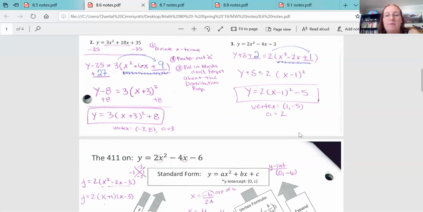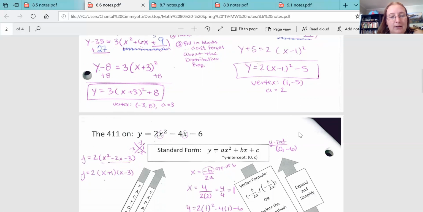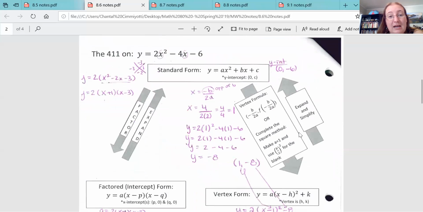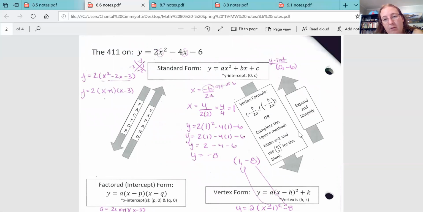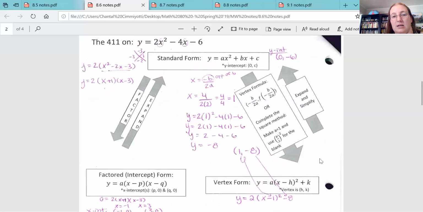So the next couple slides are on graphing more from standard form and just all the different components that we've talked about. So it's called the 411, all you need to know. So here it's in standard form. So you can quickly talk about the y-intercept by just doing 0, your c. So this is a template. The gray part is all a template, and I just used this as an example to illustrate how this template works. So because it's in standard form, if you want to find the vertex, you can use the vertex formula.